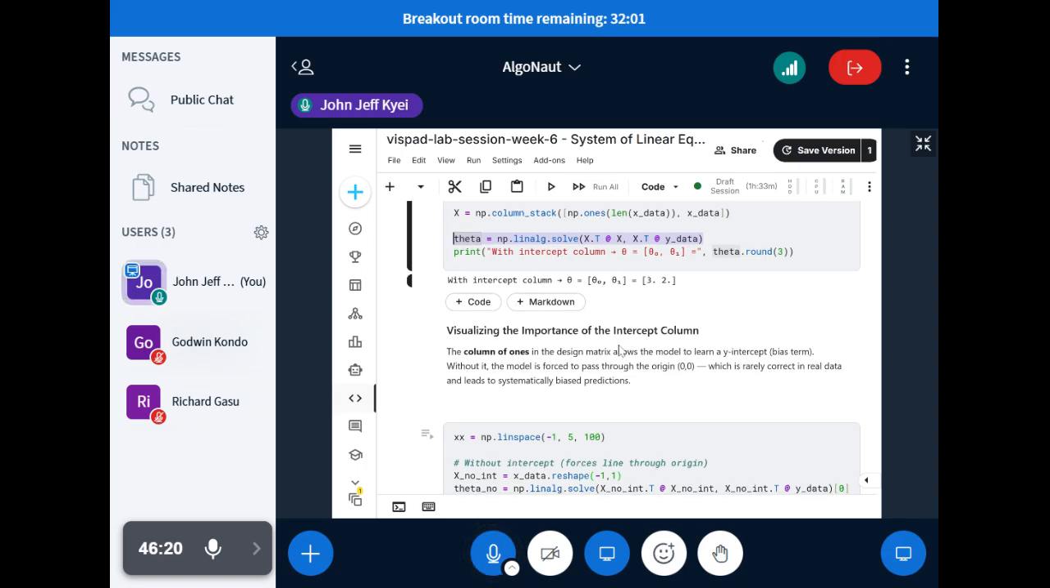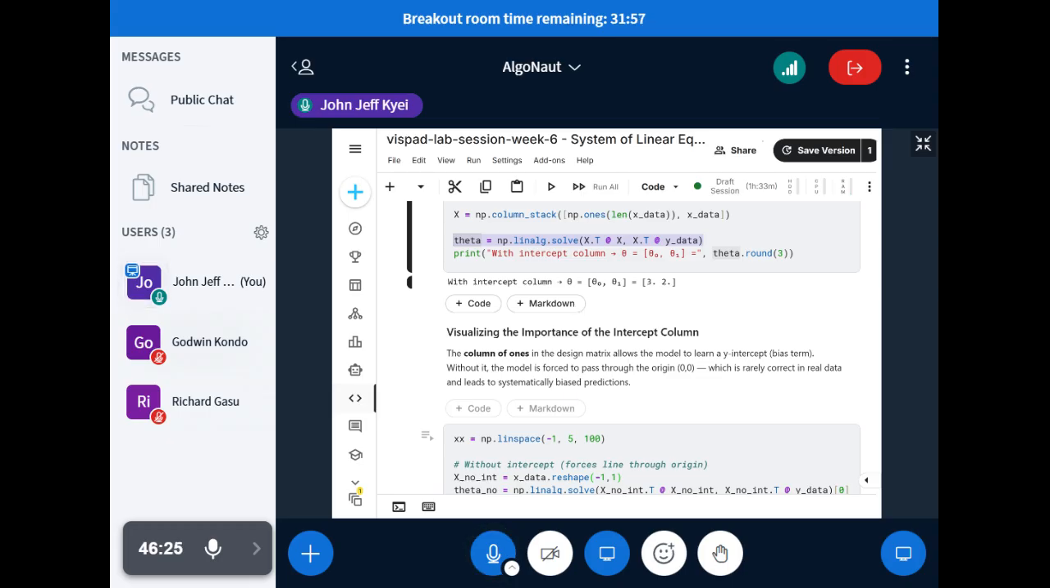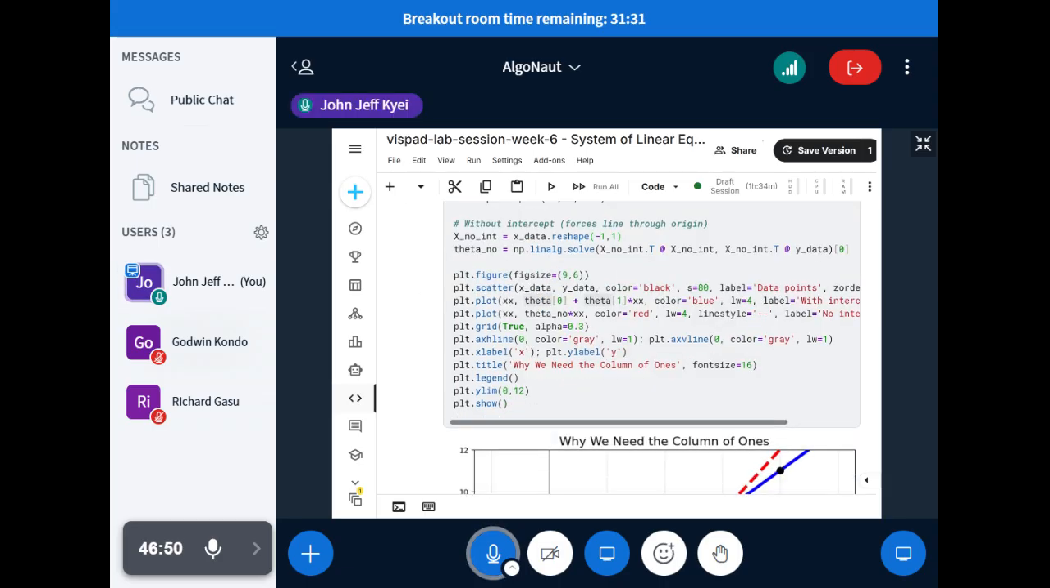So with the intercept column, the column of ones, that's just to allow the model to learn a y-intercept bias term. Without it, the model is forced to pass through the origin, and we include it so that it takes the shape of the original real data, right? So that the prediction it gets is not going to be biased.